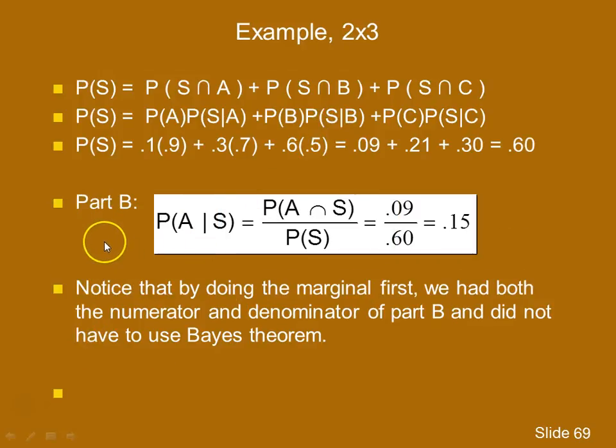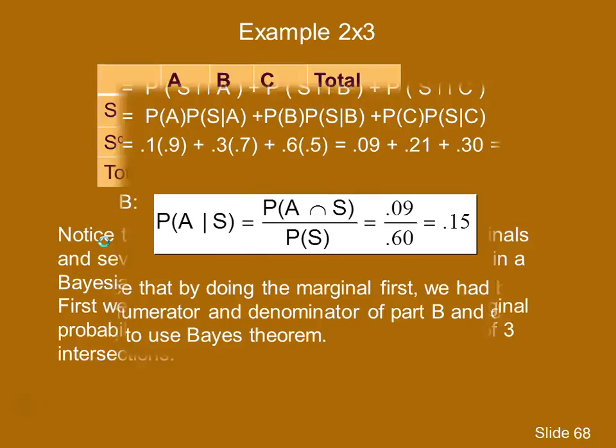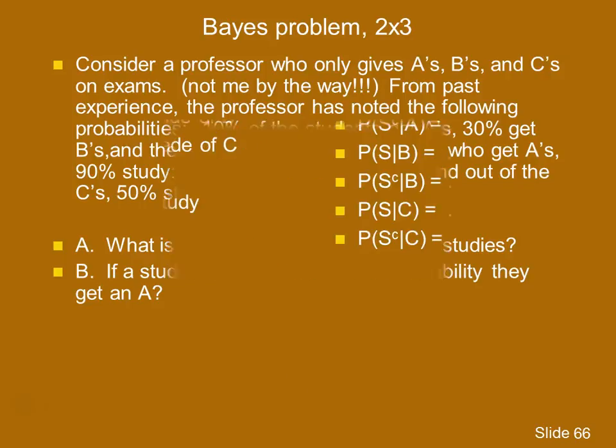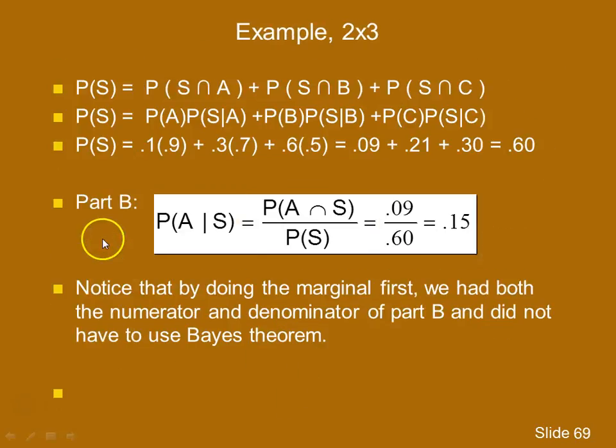Now, part B, as it turns out, we've actually done all the work to make part B pretty easy. Part B: if a student studies, what's the probability they get an A? Again, this is a conditional probability. So we want, given S, given they study, what's the probability of getting an A? Let's just apply our basic rule of conditionals. That has to be the probability of A intersect S over S.